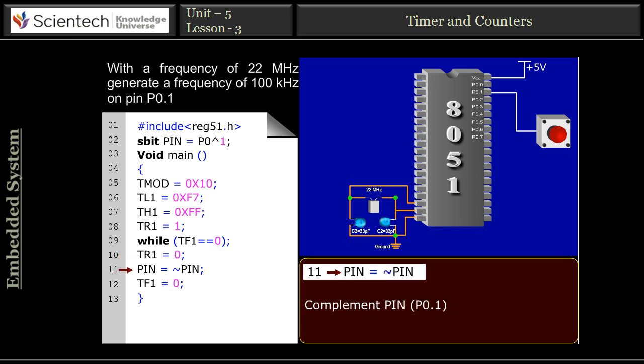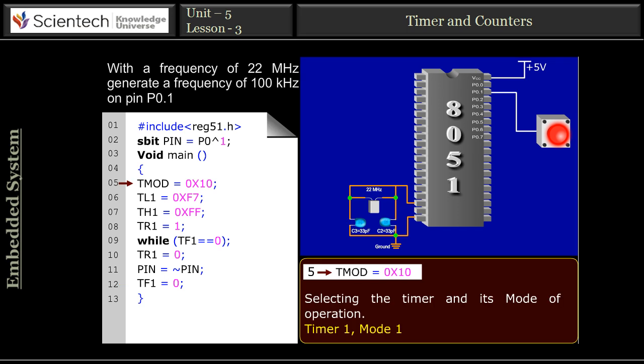The next instruction is for the complement of pin 1 of port 0. We do this because whatever the last state of pin 1, it is either 1 or 0. We have to complement it to generate a square wave. Now we see in the animation the LED glows. Next is clearing the timer flag, that is, TF1 equal to 0. The loop continues.